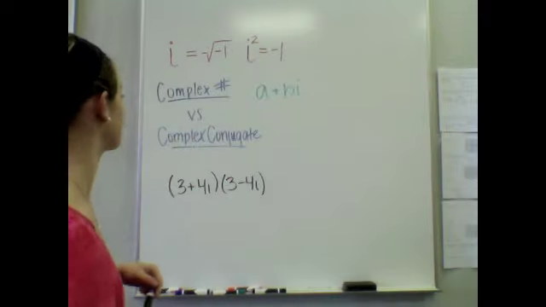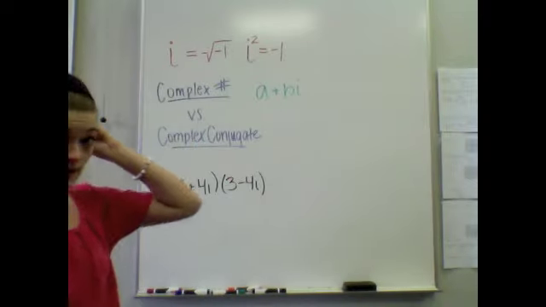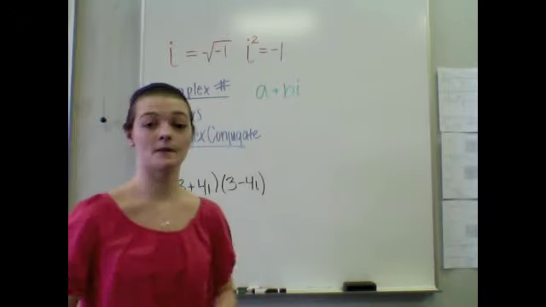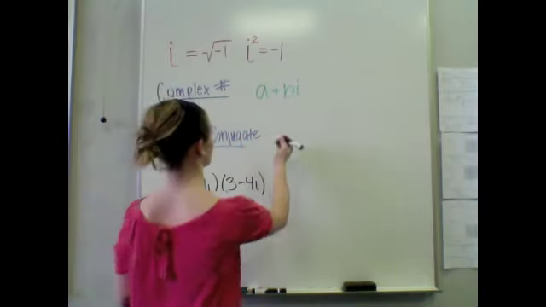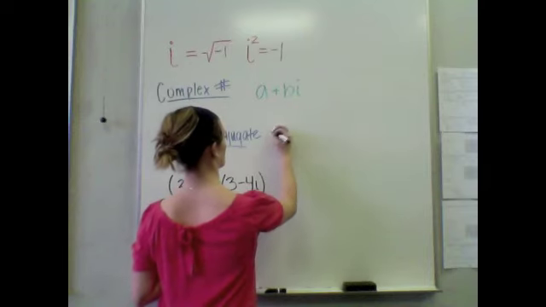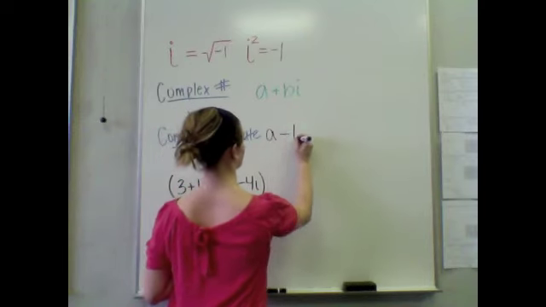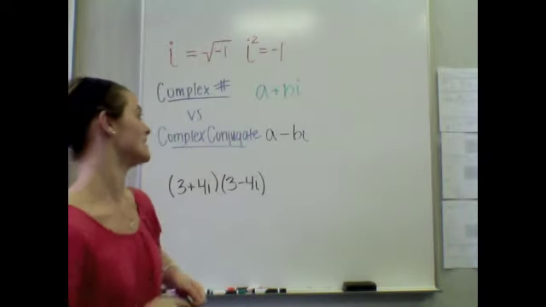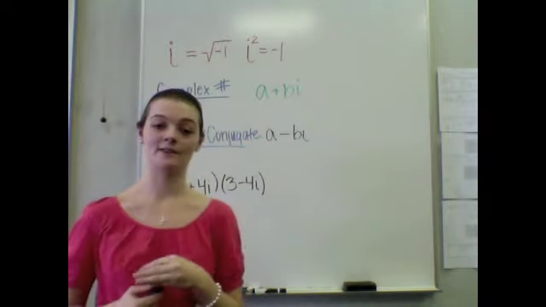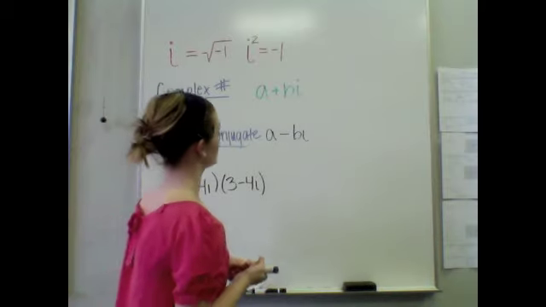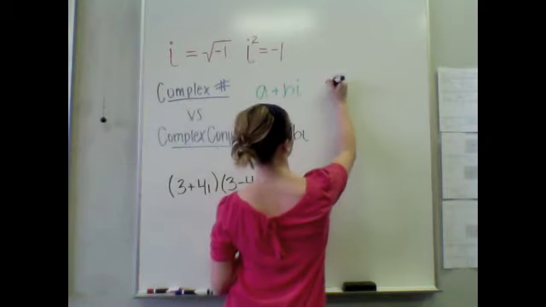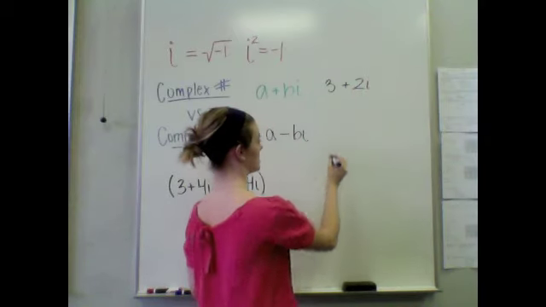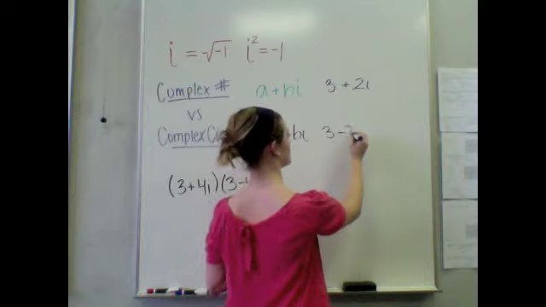All right, we are now going to look at what's called a complex conjugate. If a complex number is a plus bi, the complex conjugate of this complex number would be a minus bi. All that happens is you flip the sign in front of the imaginary part. So for example, if my complex number is 3 plus 2i, my complex conjugate would be 3 minus 2i.